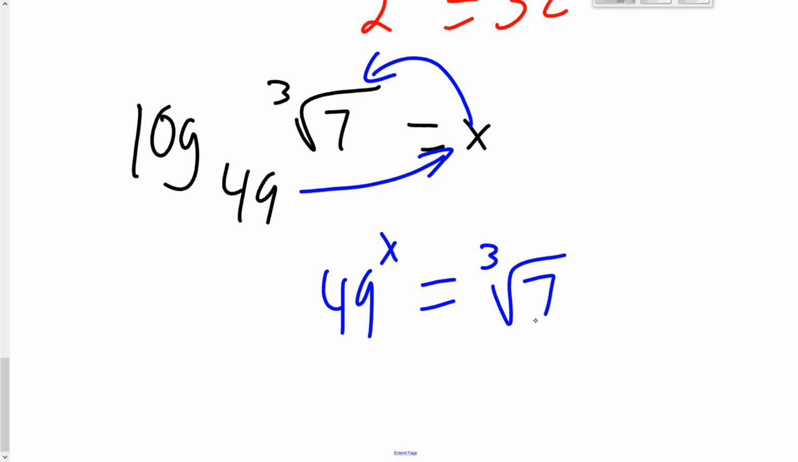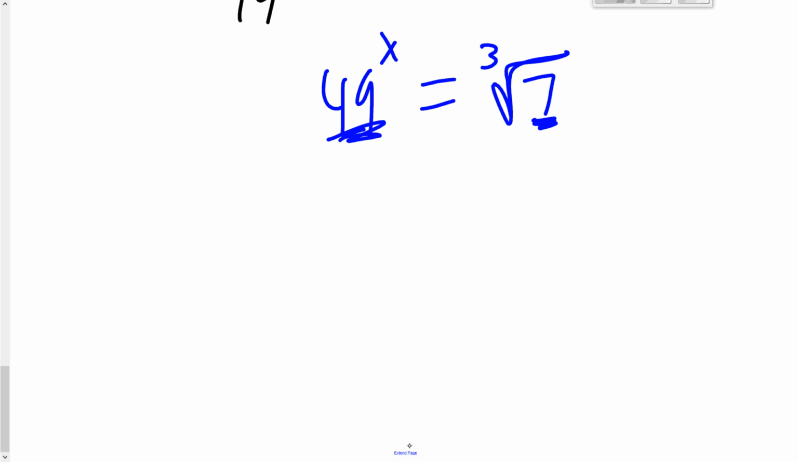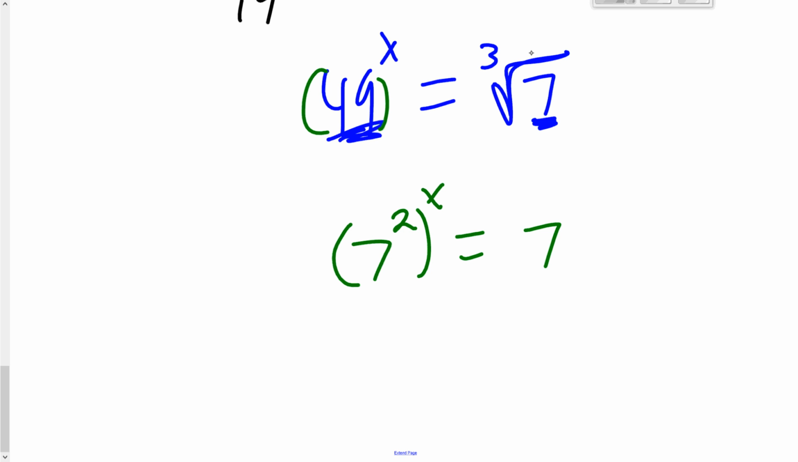So right now I have a 7 underneath here. Can I rewrite 49 as a 7? And then I need to rewrite this cube root as an exponent, right? So 49, I can rewrite that as 7 squared. Now 49 is being raised to x, so that means 7 squared is being raised to x. And I can rewrite my base 7 here. How can I rewrite cube root? Oh, cube root is to the 1/3, right? Now I have the same base, 7.